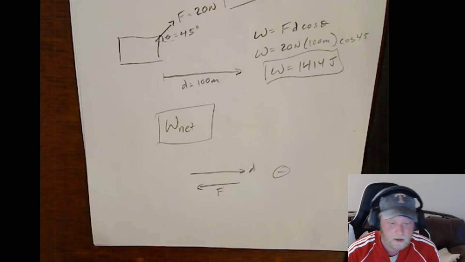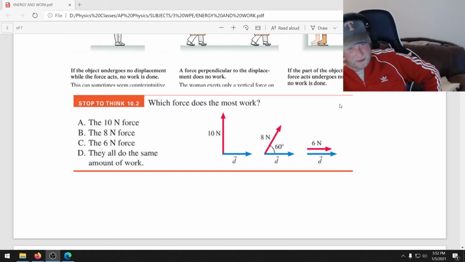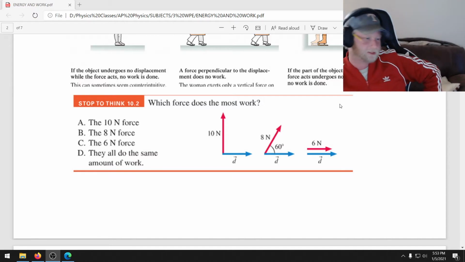So let's take a look at Stop to Think 10.2. We're given three different scenarios, and we want to know which force does the most work: the 10 Newton force, the 8 Newton force, or the 6 Newton force. So go ahead, pause that, and see if you can figure it out.